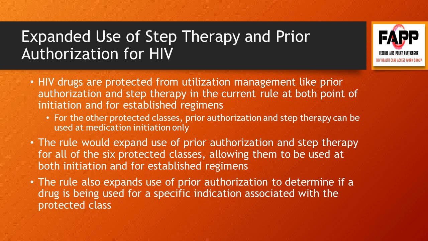And so what the rule does is expand the use of prior authorization and step therapy across the 6 protected classes. And by the rule's own admission in the preamble, this is explicitly to bring the 6 protected classes and the utilization management techniques allowed in them more in line with commercial practice.